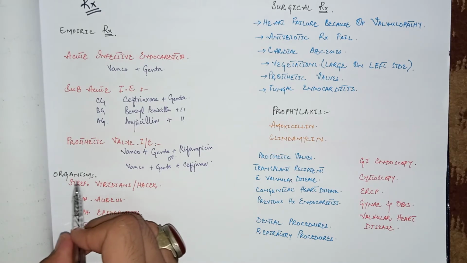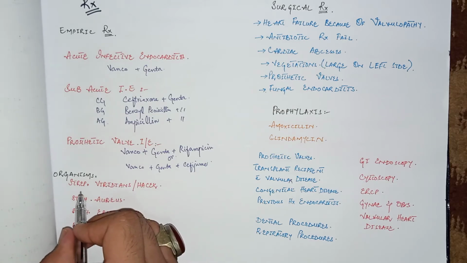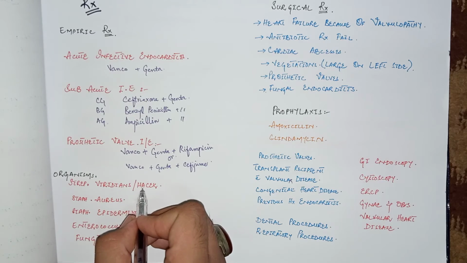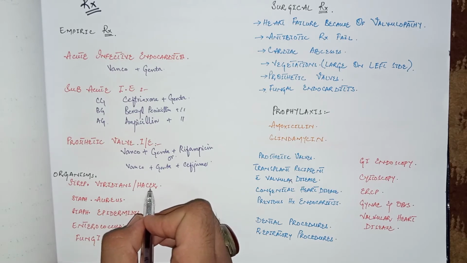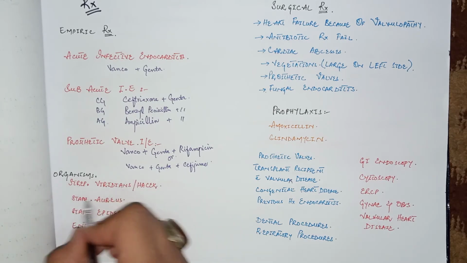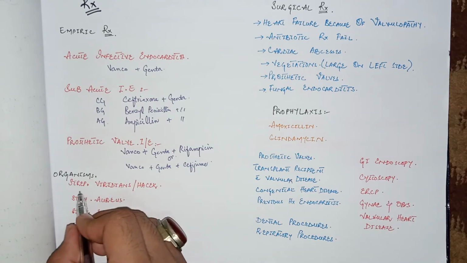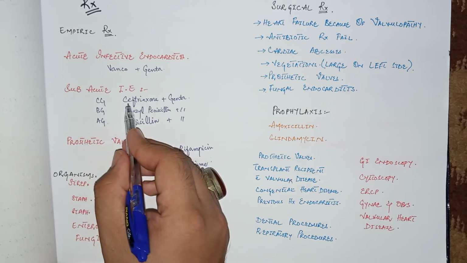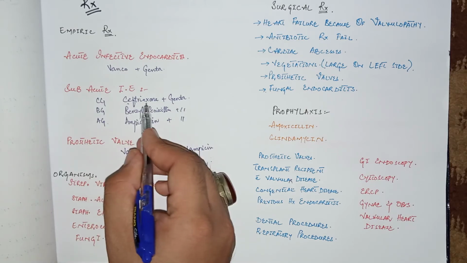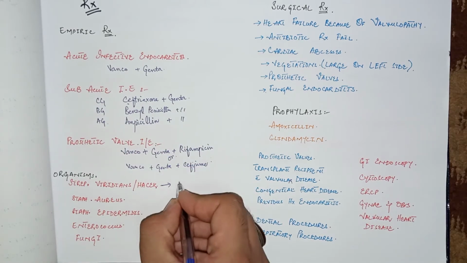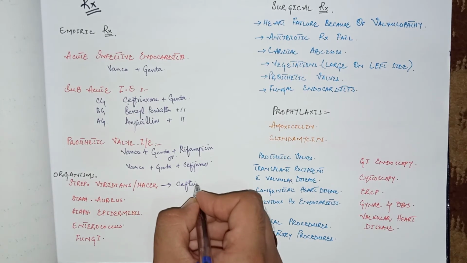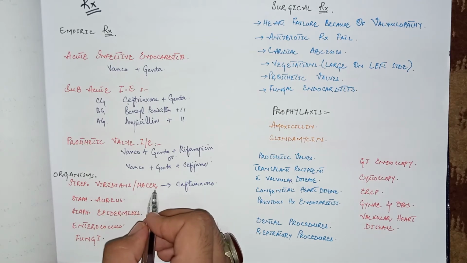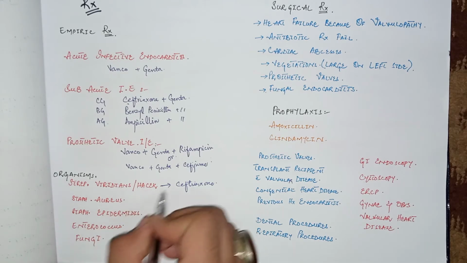Now come to the organism specific drugs. For Streptococcus viridans or the HACEK, that is Haemophilus, Actinobacillus, Cardiobacterium, Eikenella, and Kingella, these organisms cause subacute infective endocarditis. So for all these organisms, ceftriaxone is the drug of choice. So ceftriaxone, that is third generation cephalosporin, is the drug of choice for viridans and HACEK microorganisms.